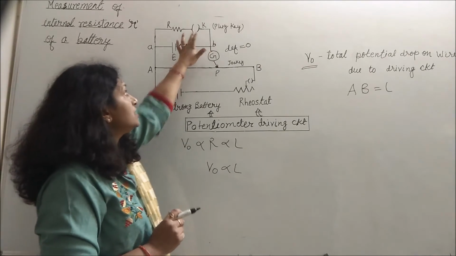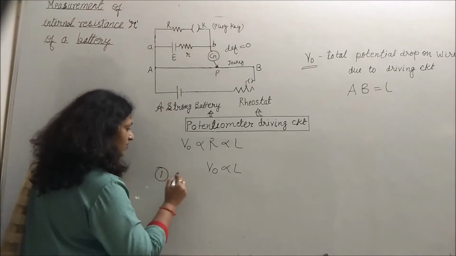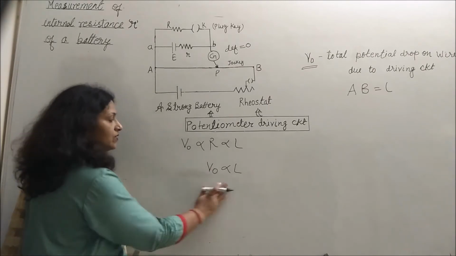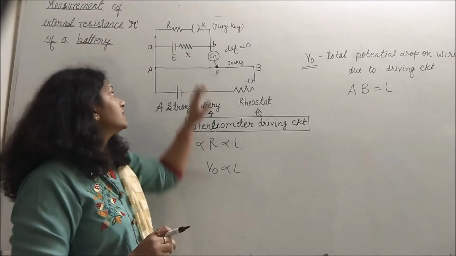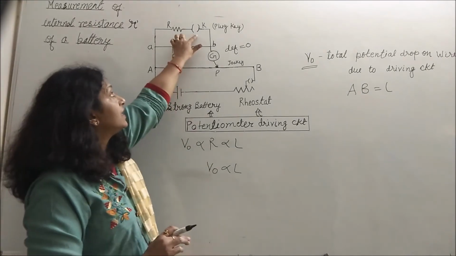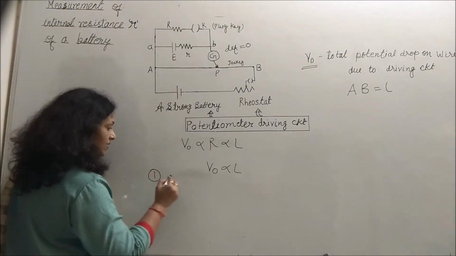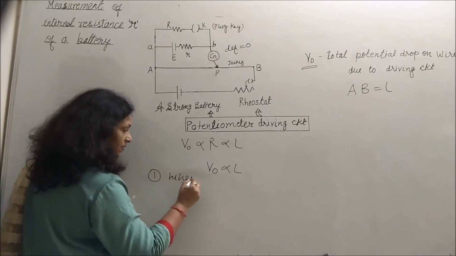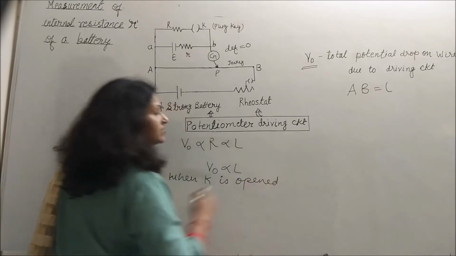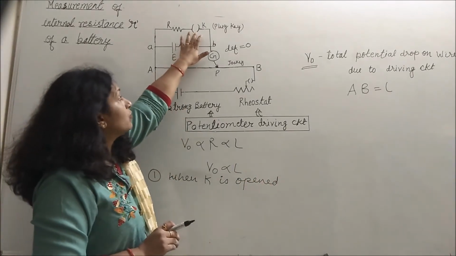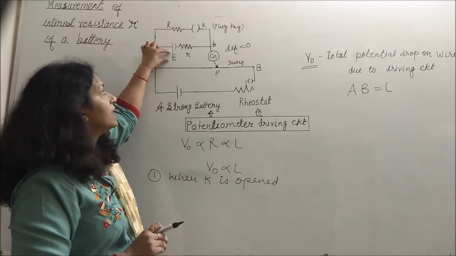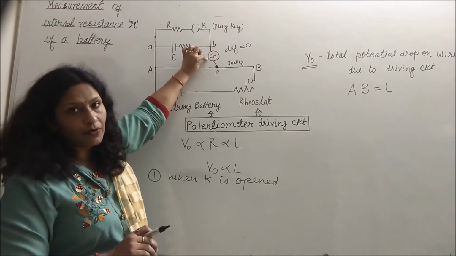Now to find the internal resistance of this battery, we have to consider two cases. Case 1, when this key is opened, and the next when it is closed. When it is opened, this resistance is not part of our circuit. So this EMF we can calculate using this galvanometer.